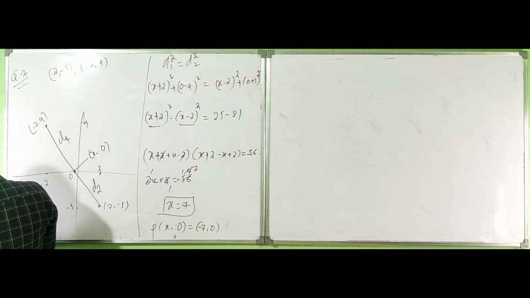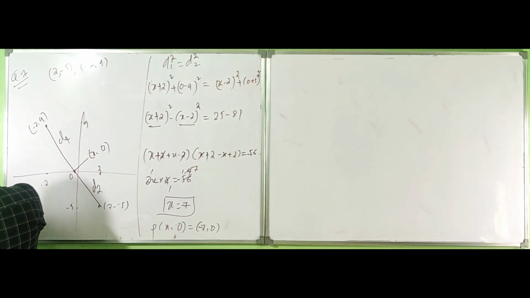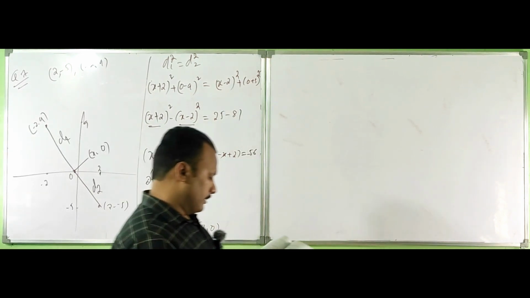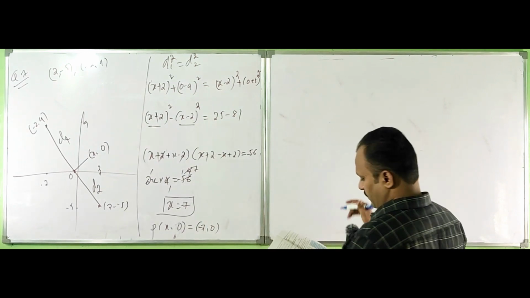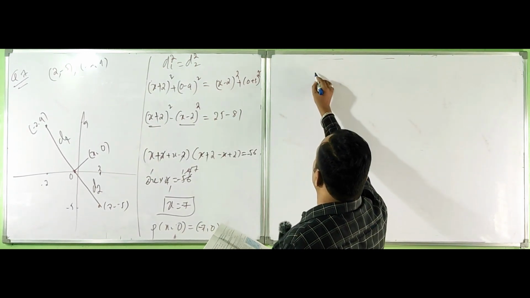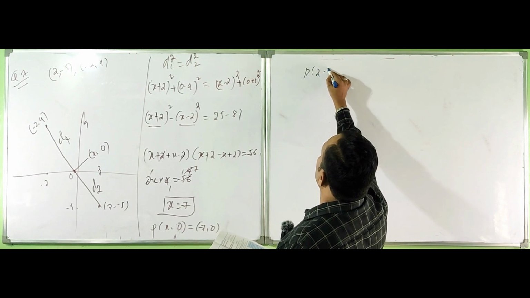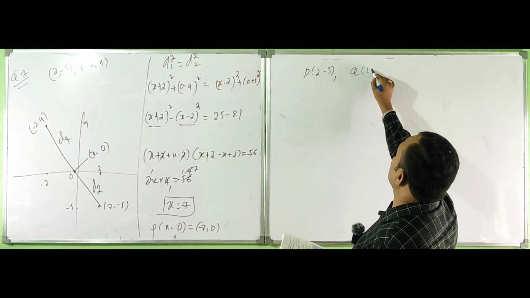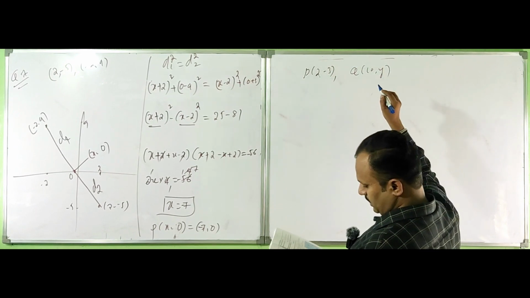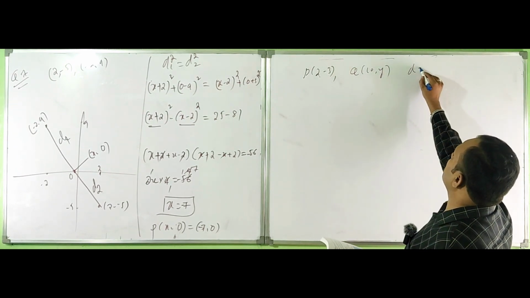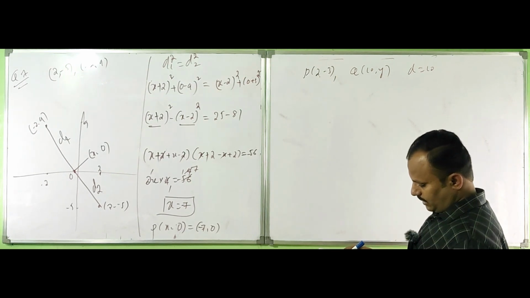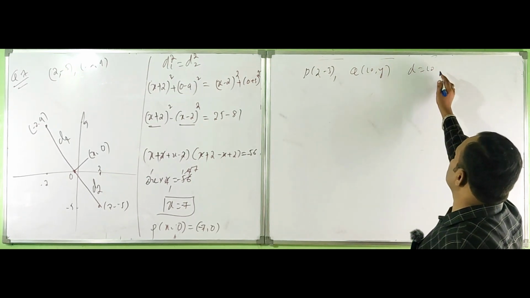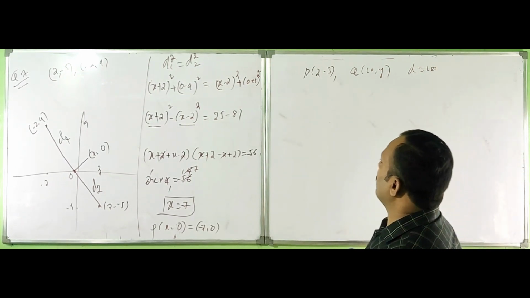Last question, I think so. Find the values of y for which the distance between the points is 10. Find y for which the distance between the points P(2, minus 3) and Q(10, y) is 10. D is 10. Okay, the given points and D is 10. Find the value of y.